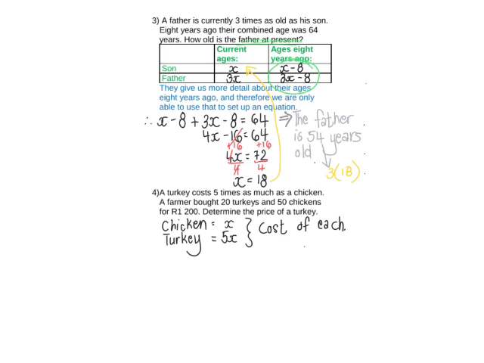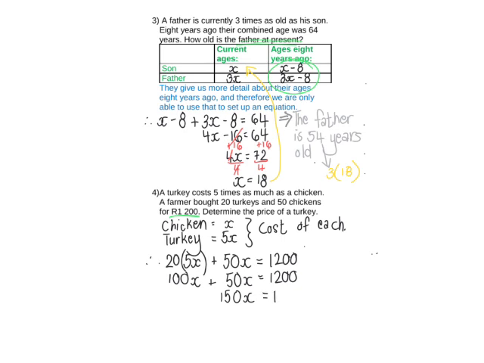Okay, and then he bought 20 turkeys and 50 chickens. So 20 turkeys is 20 times the price of 5x that he paid, because the information given was about the amount of money he paid for it. So 20 times the price of a turkey plus 50 times the price of a chicken, which is just plain old x. So we just say 50 times x. And that cost him 1,200 rand. So that's 100x, if we say 20 times 5x plus 50x is 1,200, and that's 150x. And so if I divide, that's my only inverse operation in this calculation, by 150, that gives us x is 8.